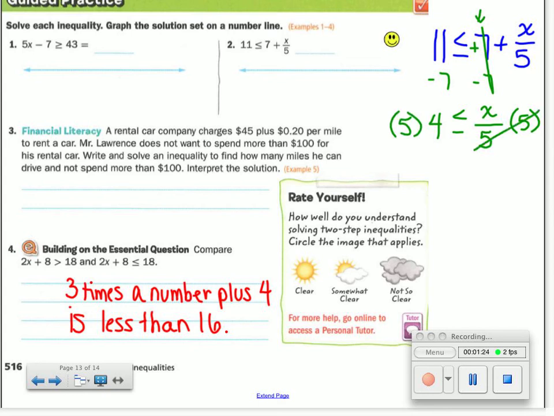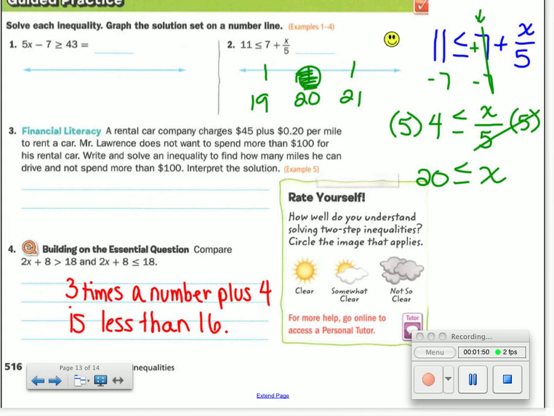Should I flip my sign now? No. Yep, but we're not multiplying by a negative. So no, don't flip your sign. It's 20 is less than or equal to x. If you were to graph this, you would put 20 here, 21 here, 19 here. We'd circle the 20. Should I fill this in? Yep, fill it in.